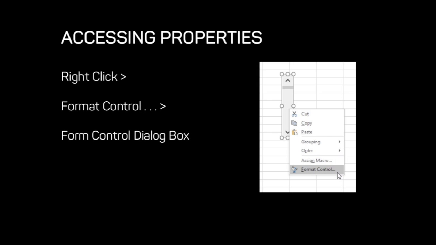Now, the most important parts of form controls are their properties, so there are 2 ways to access it. The one that's my most favorite way is to right-click and select Format Control and go to the Form Control dialog box. You can also select it and go to the Developer tab and click the Properties button.